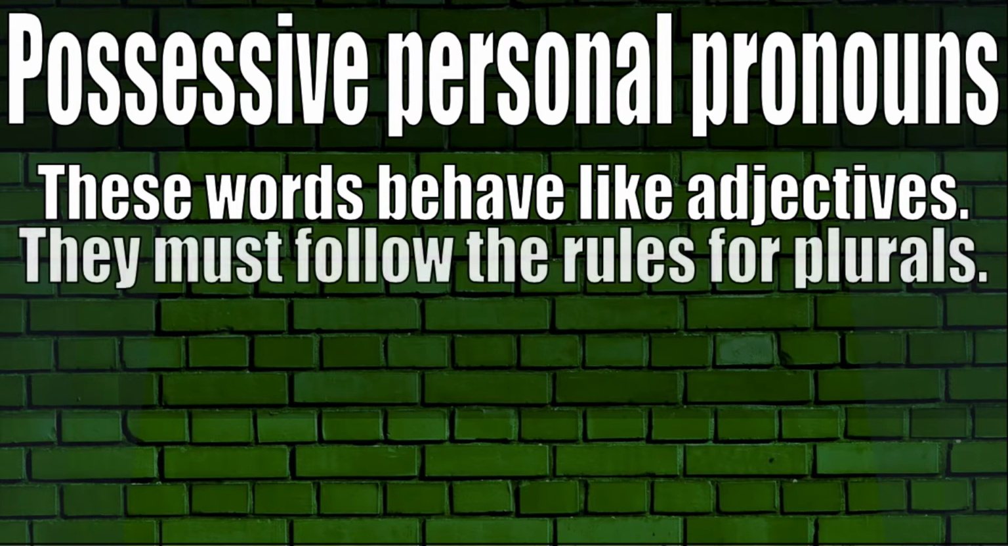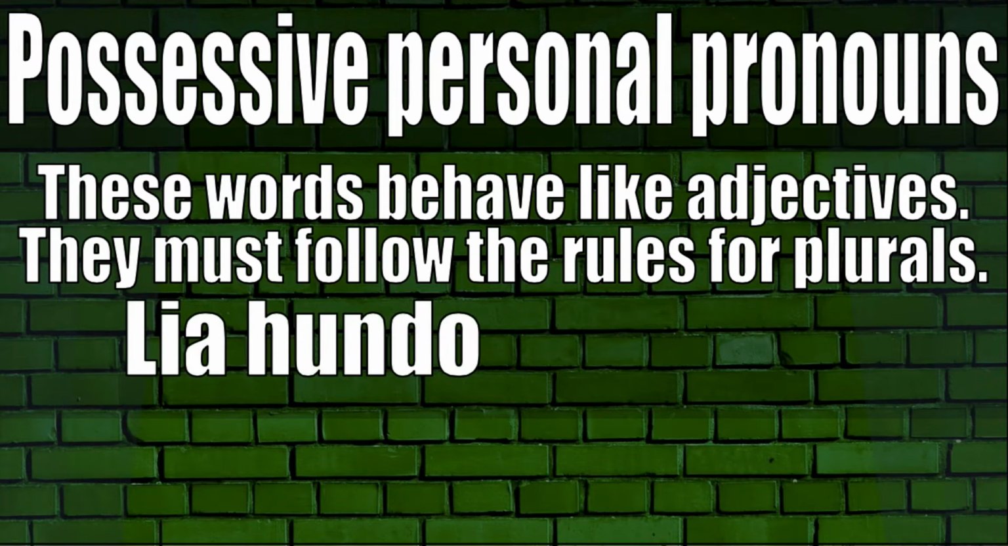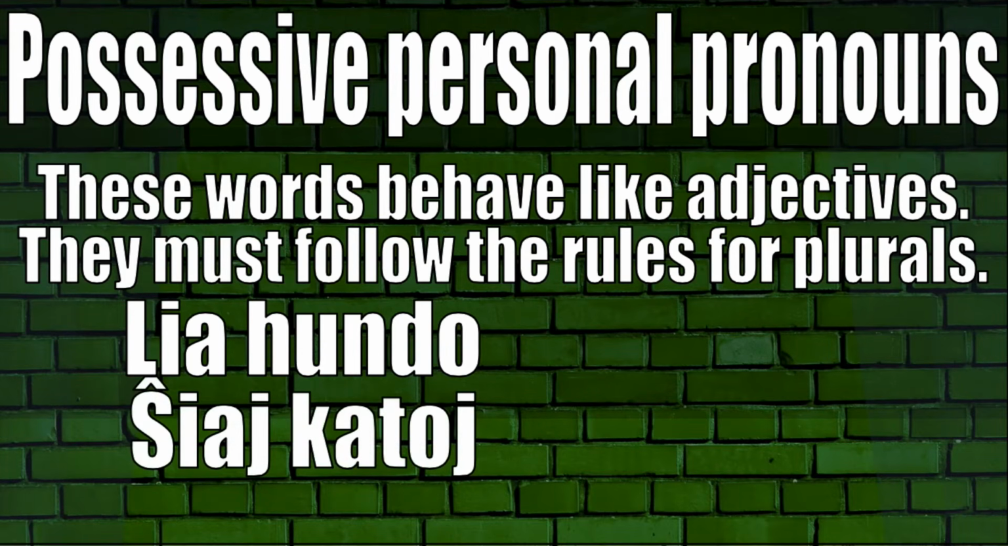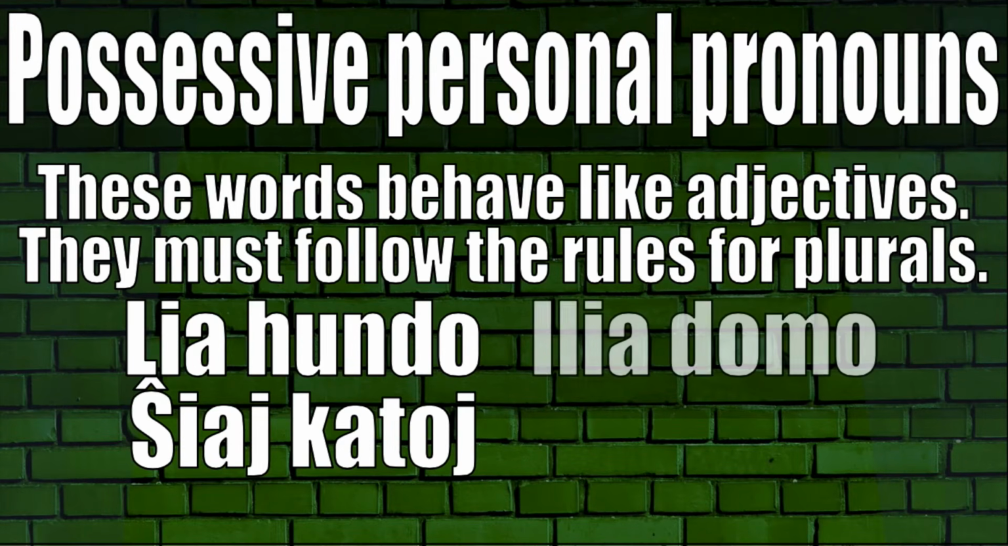This means that they have to follow the rules for plurals, the same rule that all nouns and adjectives follow. So we can say lia hundo, his dog, or ŝiaj katoj. This means her cats. Notice that we added the letter j to ŝia because kato has the letter j on it, so it's plural. We can say ilia domo, their house.